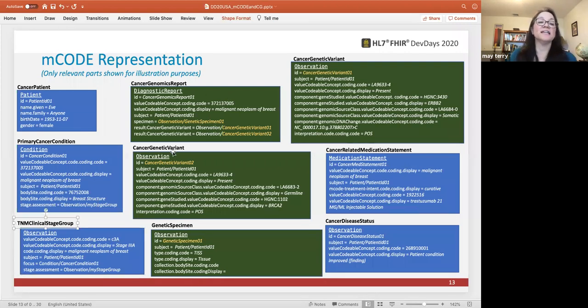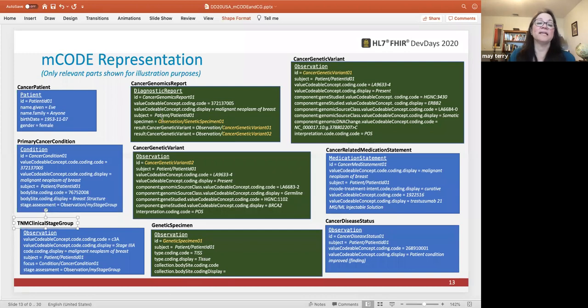What I want to focus on here, however, is the genomics report. I gave little snippets and examples of what it would look like. This is a little bit more comprehensive. Again, only the relevant parts are shown because we don't have time to do this whole code walkthrough of all of the JSONs that have been created, but I do have a reference implementation with these examples. I'll be happy to provide that at the end.